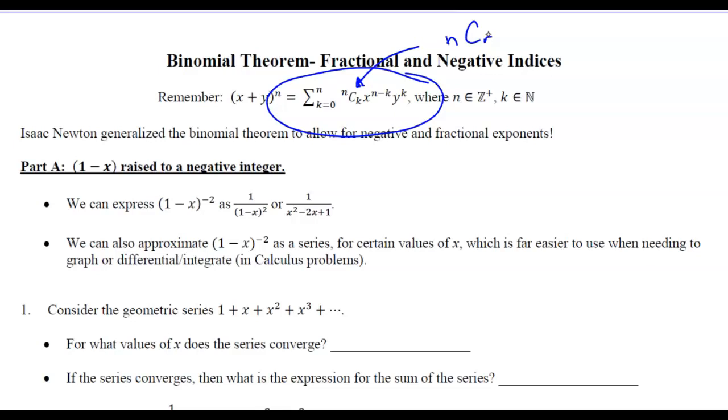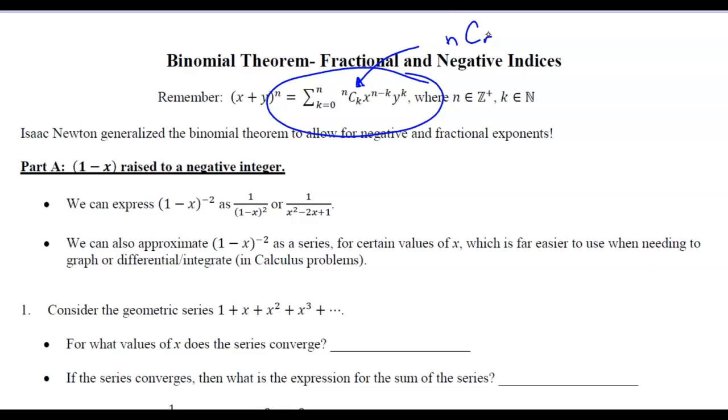Okay, so Isaac Newton generalized the binomial theorem to allow for negative and fractional exponents. Obviously, it's not going to be exactly the same, but it's going to be a polynomial approximation, which will, the more terms you have, the more closely it will approximate it. So let's just look at doing it the old school way, basically.